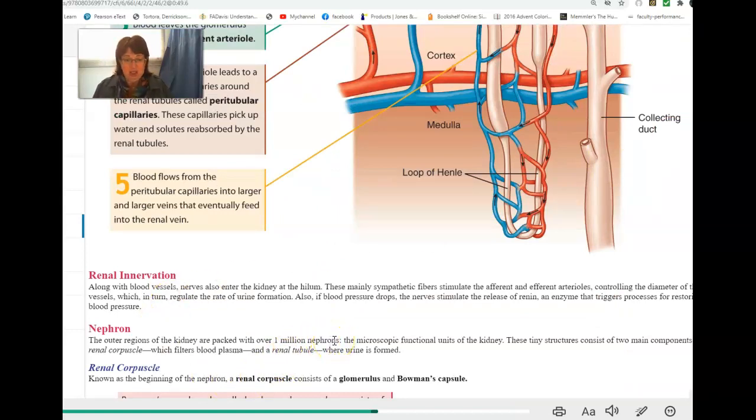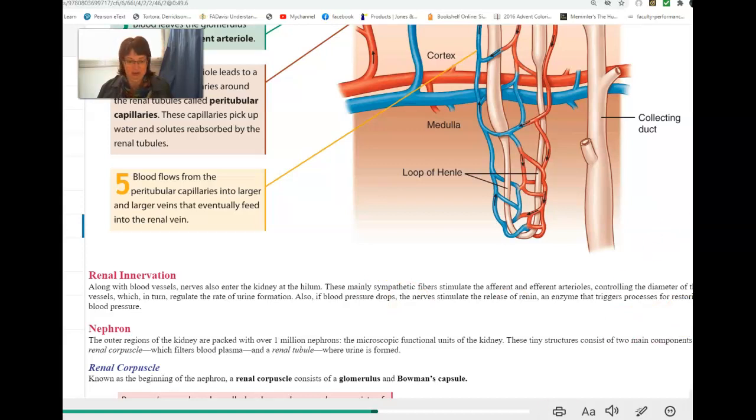Okay. So first off, it's innervated because the nerves enter the kidney. Its sympathetic fibers stimulate afferent and efferent arterioles, and we'll look at that. So it controls the diameter, which in control can regulate the rate of urine formation. It is also affected by blood pressure. If blood pressure drops, the nerve will stimulate the release of renin, which we'll talk about later, which will restore the blood pressure.